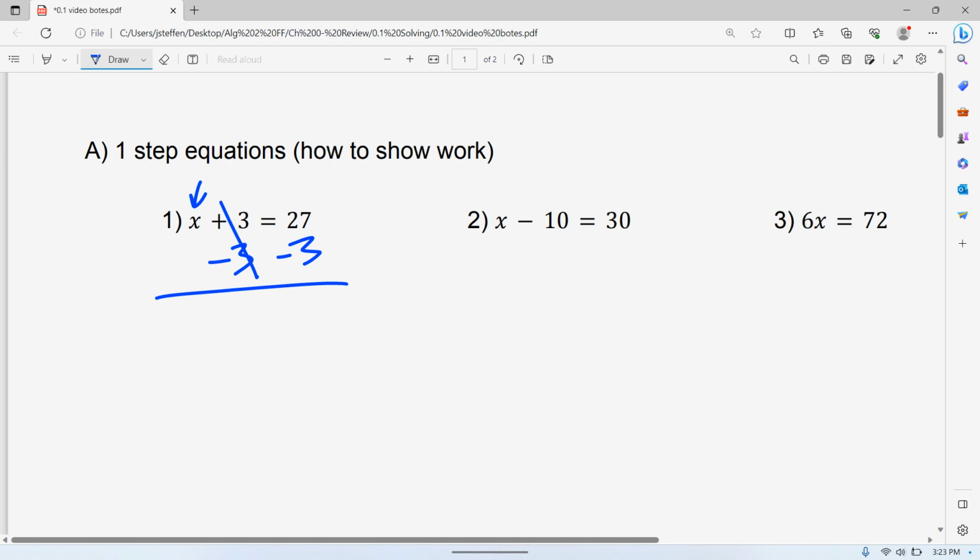So they cancel, positive 3 minus 3 is 0, so my blank is the x. 27 minus 3 is 24. So your answer is 24. You can obviously sub 24 back in there and check your work. 24 plus 3 is 27.